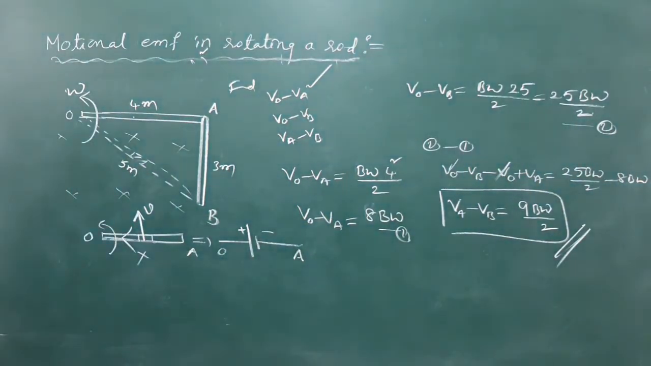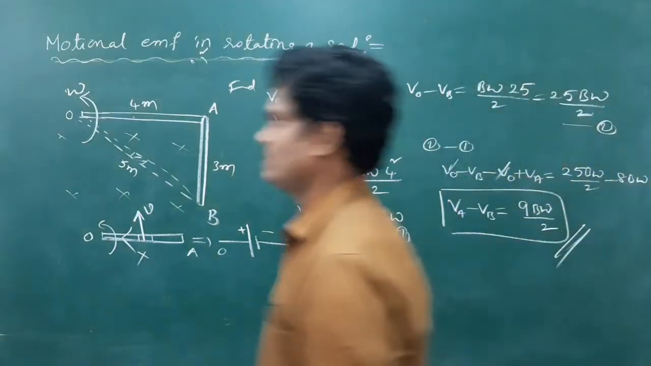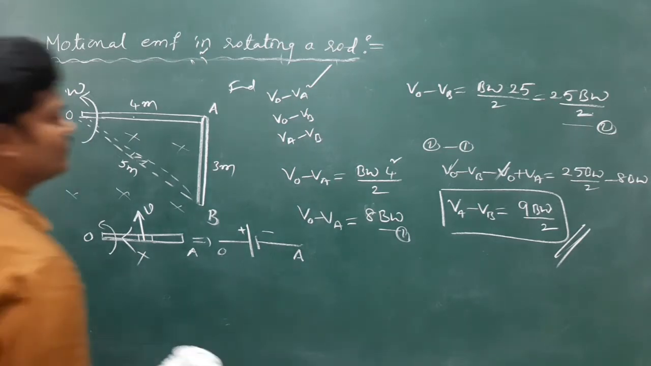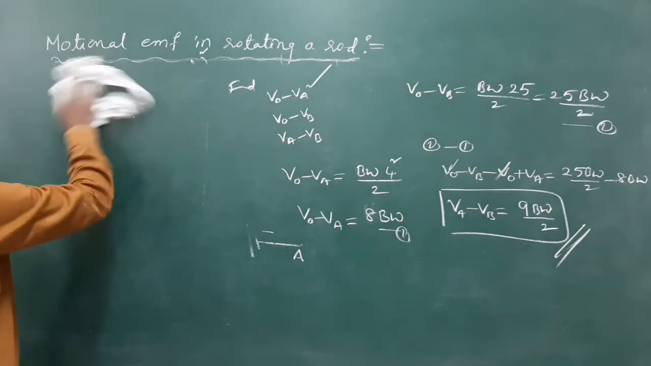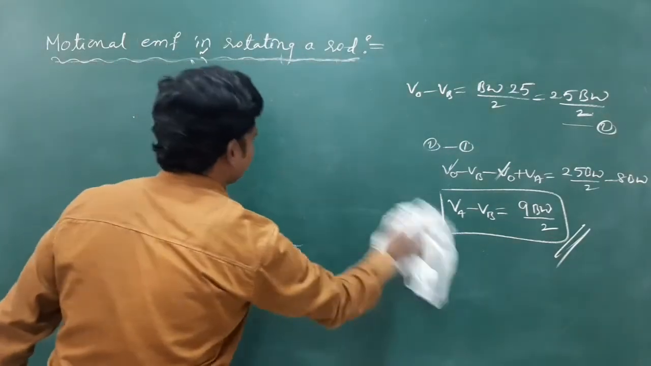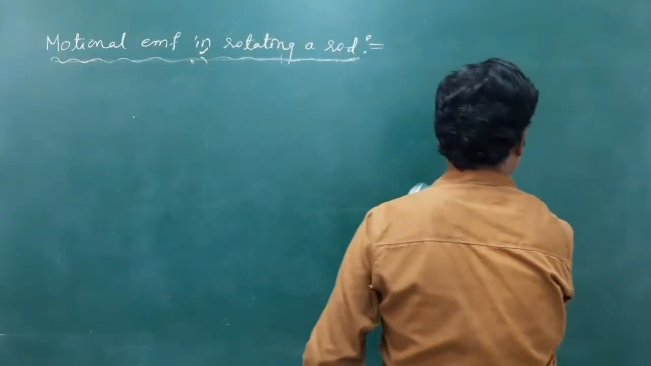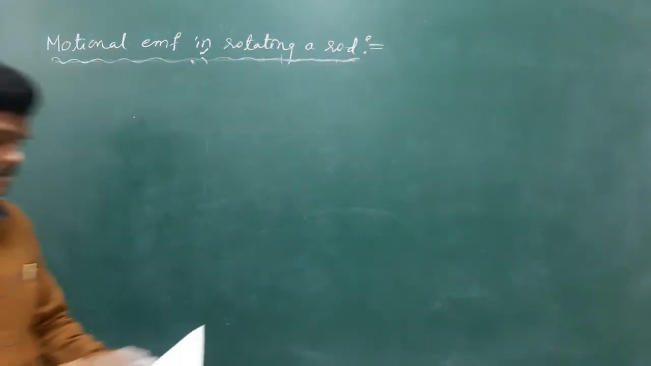So finally we got 9 B omega by 2. Yeah, see one more question. Okay, you try this.